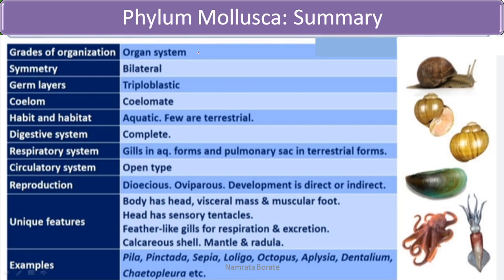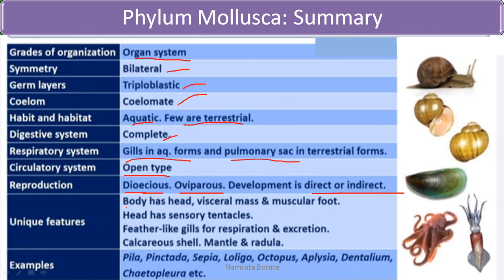What is the summary of this phylum? The organisms included in the phylum Mollusca show the organ system. The body is bilaterally symmetrical. There is a presence of germ layers, and these are triploblastic. There is a presence of the true coelom. They are mostly found in the aquatic region, and few are terrestrial. There is a complete digestive system. Respiration occurs by means of gills in the aquatic form and the pulmonary sac in the terrestrial form. The circulatory system is open. These organisms are dioecious and oviparous, meaning they lay eggs, and the development may be direct or indirect.